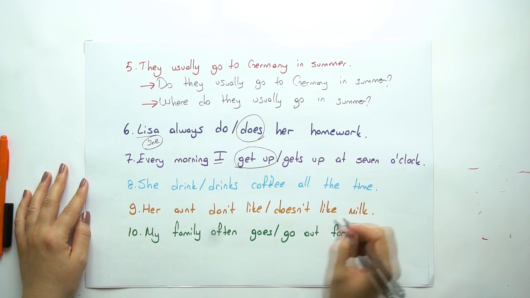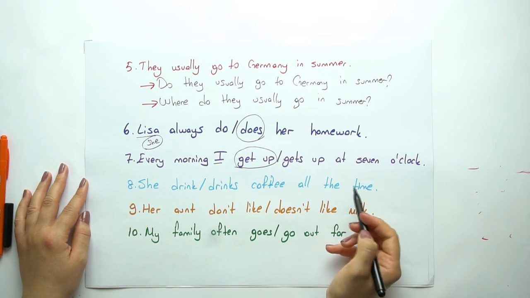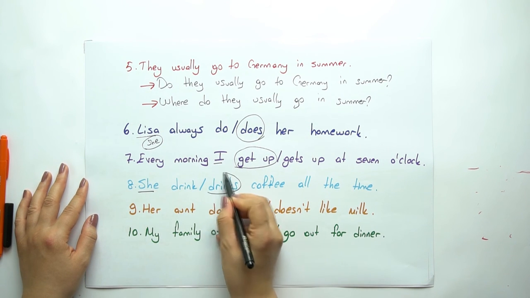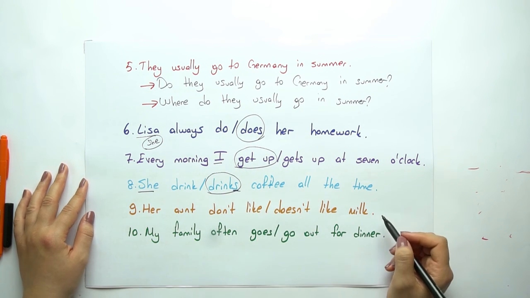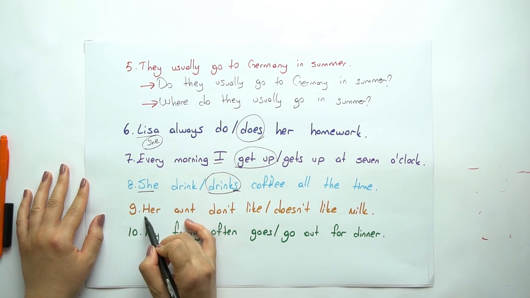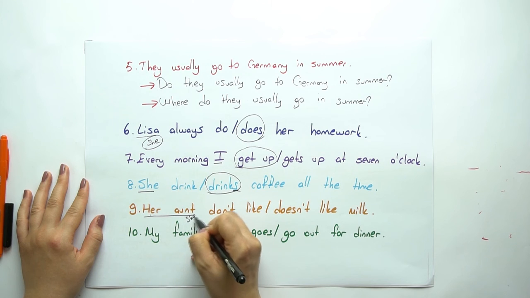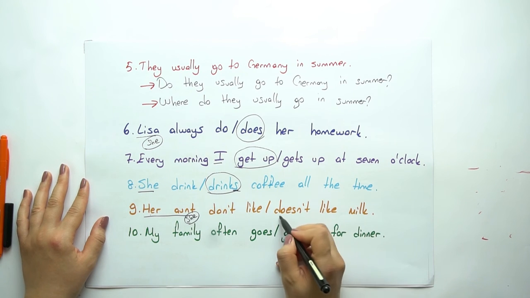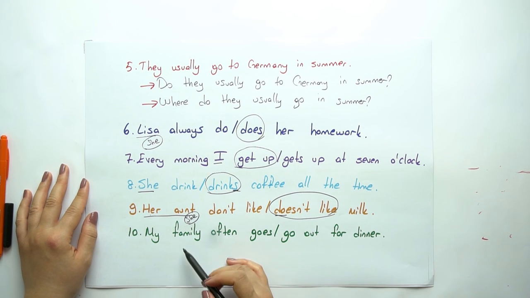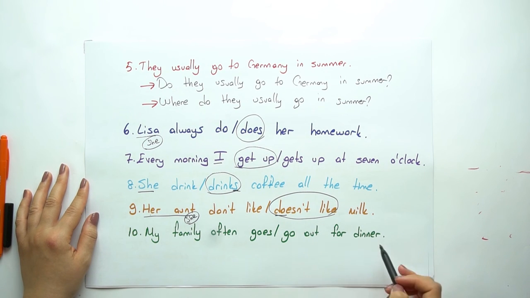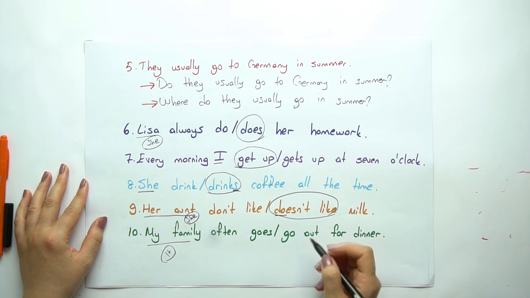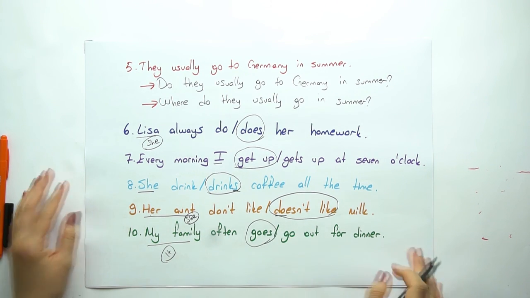She drink or drinks coffee all the time. Since our subject pronoun is she, we have to choose drinks. Her aunt don't like or doesn't like milk. It refers to she subject, so we have to choose doesn't. She doesn't like milk. My family often goes or go out for dinner. My family, it refers to it subject pronoun, so we have to use goes here.